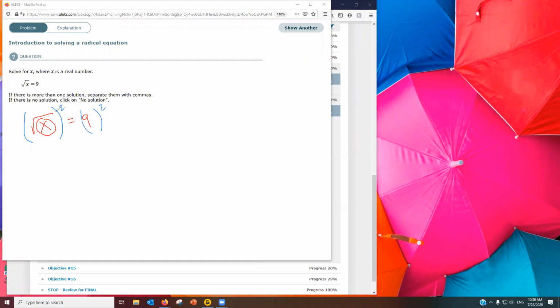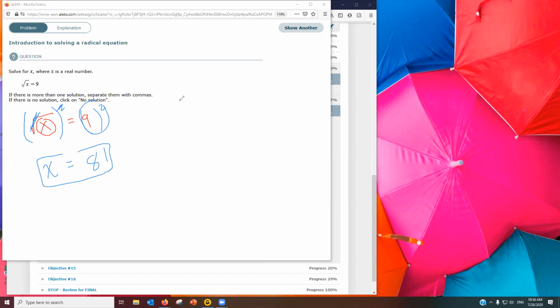Well, squaring a square root cancels out. So this square root and this square cancel, leaving me with just x. And on the right side, I have 9 squared, that's 81. So this answer is just x equals 81.